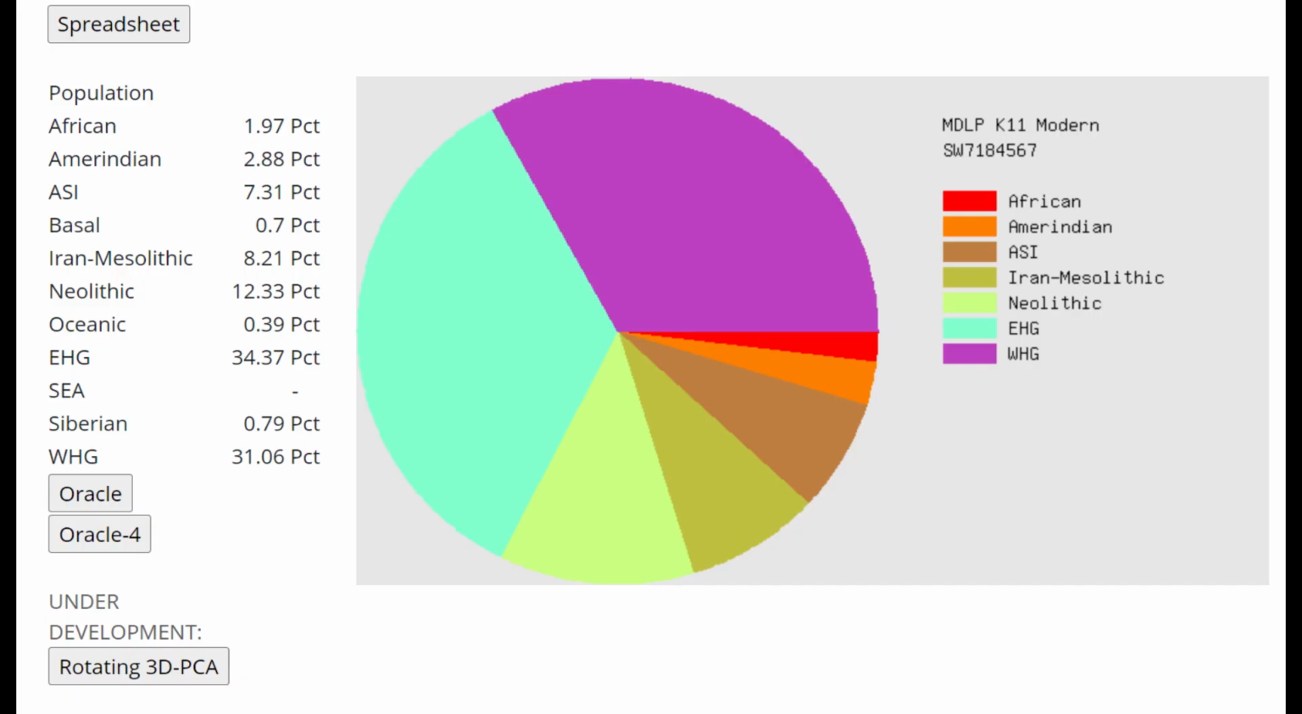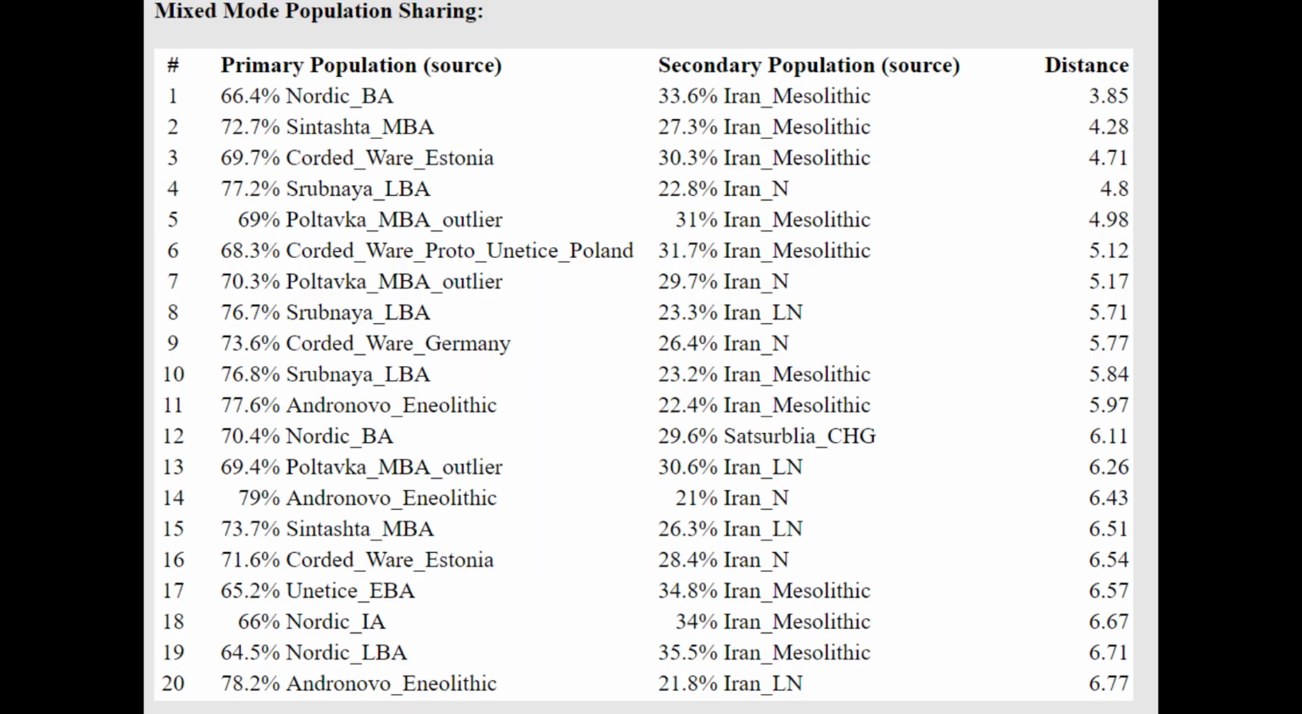This is what she scores with MDLP K11. The majority component here is Caucasus hunter-gatherer at 34.37%. It's not EHG, it's really Caucasus admixture, it's just a mislabeled component. And she's actually getting modeled here as a mixture of Sintashta plus Iran Mesolithic, line number 2, 72% Sintashta, 28% Iran Mesolithic.